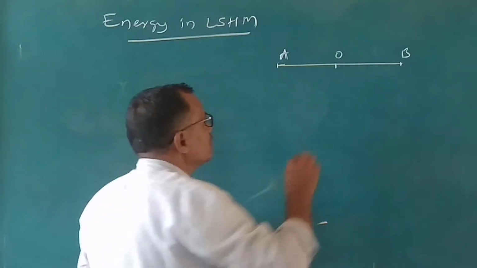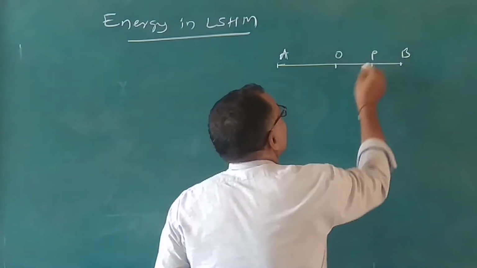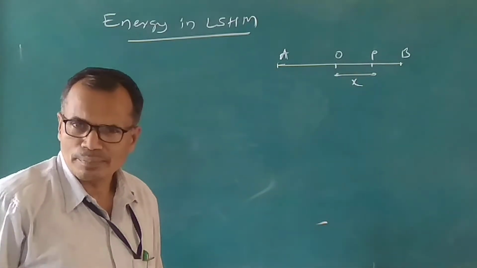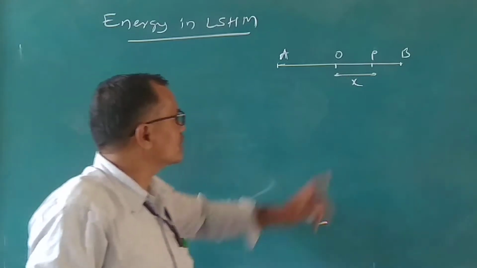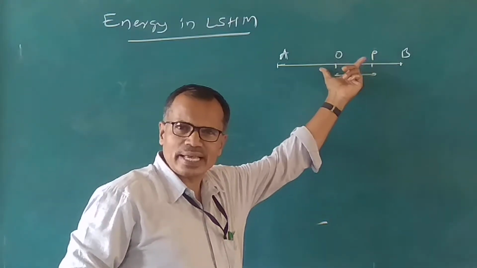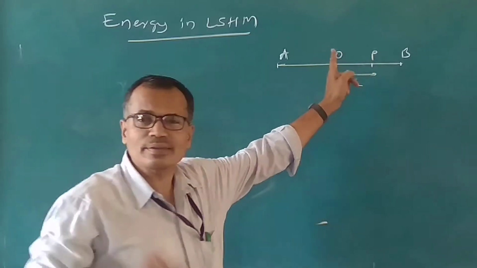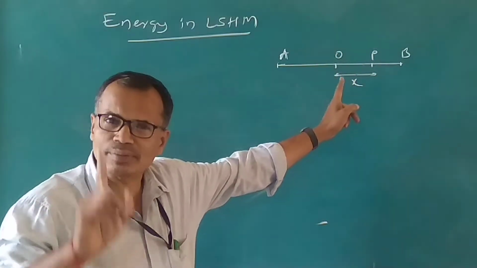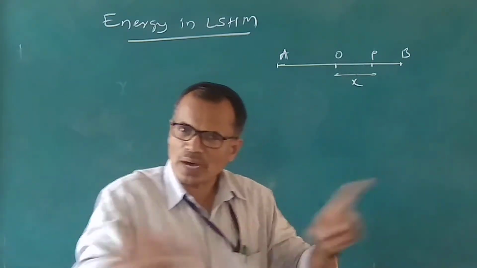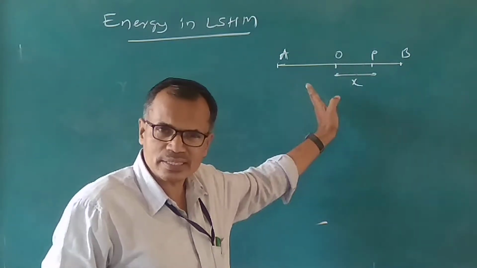Let's consider that the particle is at a point P and it is at a distance x from the mean position. O is called the mean position, or the equilibrium position. A and B are called the extreme positions. Our path is A to B.